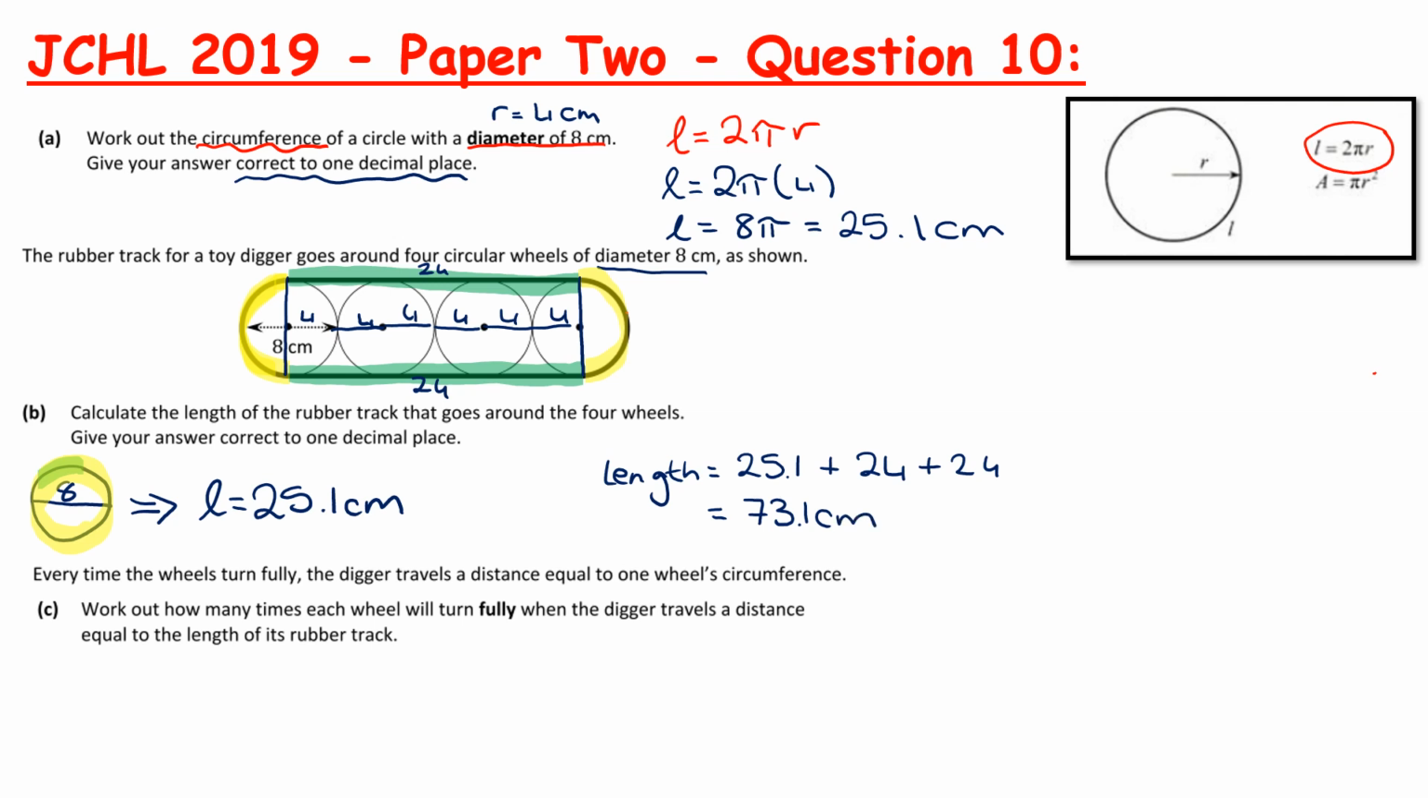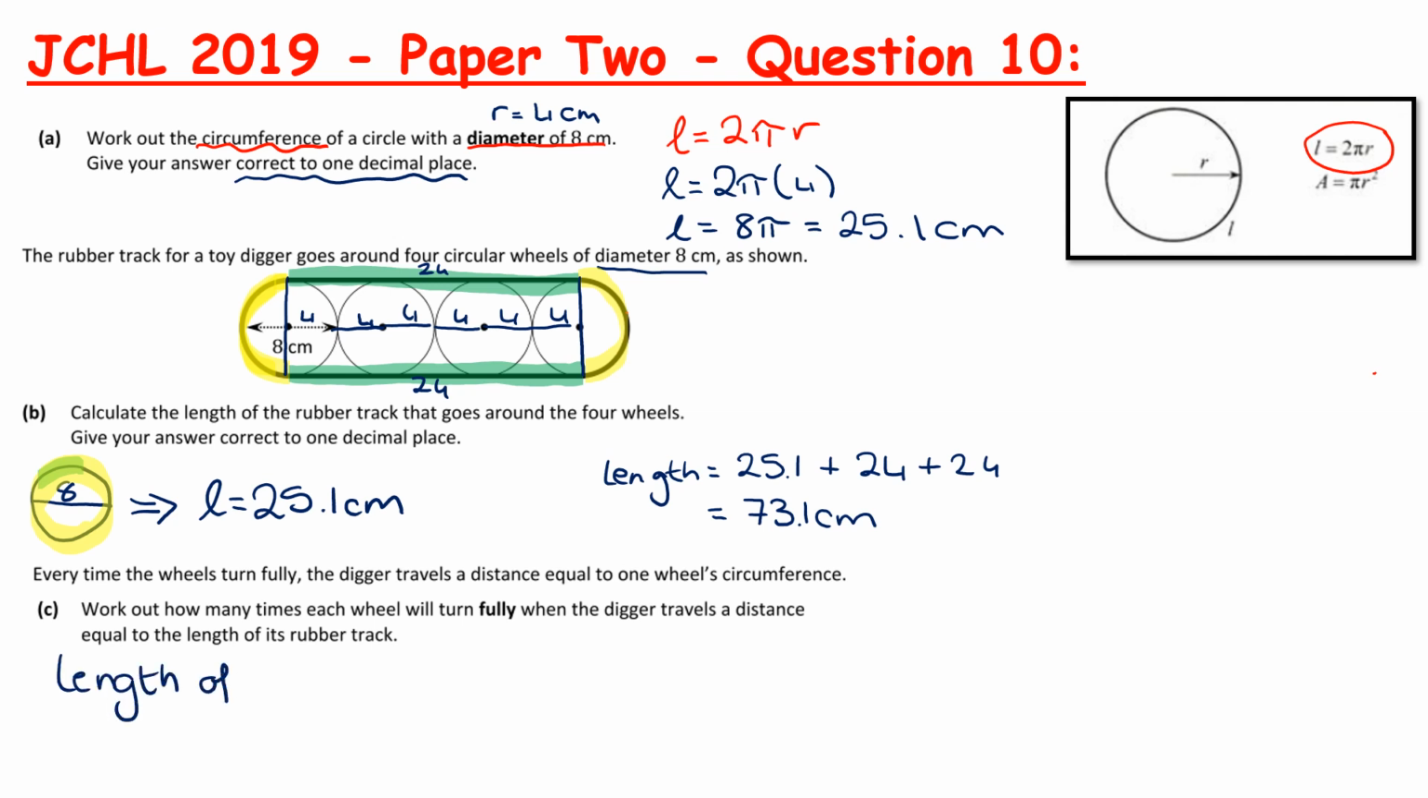Every time the wheel turns fully, the digger travels a distance equal to 1 wheel circumference. So what they're saying here is we will move, if you can imagine, as the circle turns, the length of the outside of the circle, that's how far we will travel. Work out how many times each wheel turns fully when the digger travels a distance equal to the length of its rubber track. So there's a little bit to kind of make sense of here.